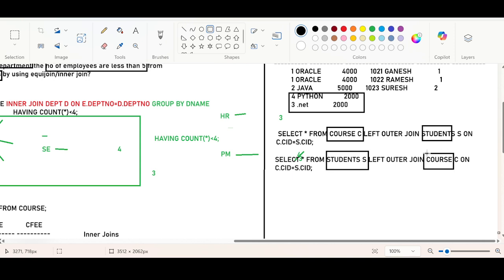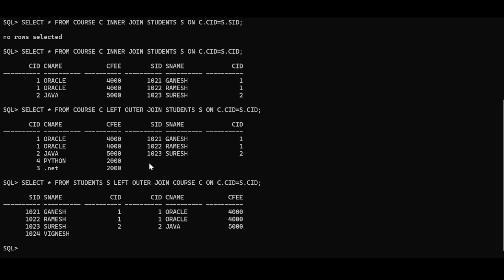Right? For the unmatching records, that are mapped from its joining table, they will be having the null values. Okay, nothing will be there. Null values will be there.